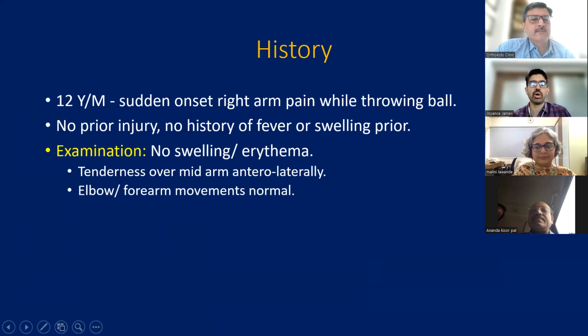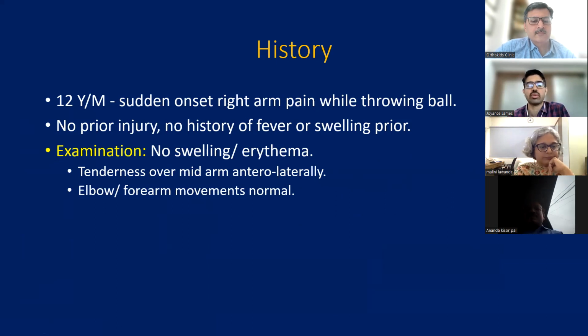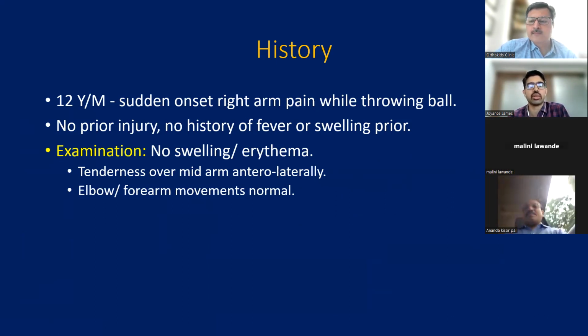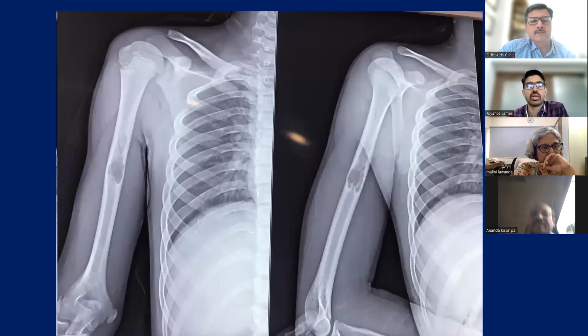We had a 12-year-old boy. He presented to us with a sudden onset of right arm pain, which started while he was playing, throwing a ball. There was no prior injury, and no prior history of fever or swelling before the onset of pain. On examination, there was no swelling or erythema in the arm. There was some tenderness in the mid-arm anterolaterally. Elbow, forearm and shoulder movements were normal. So we got an X-ray of the arm done, and these are his initial radiographs.